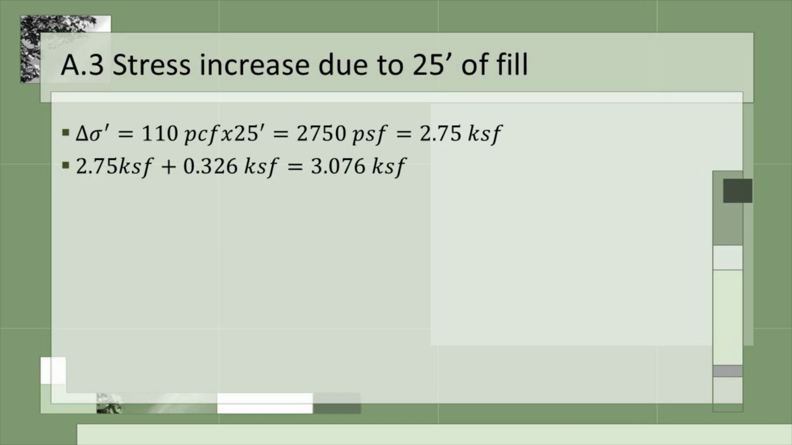Therefore, the stress increase can be calculated by multiplying the soil unit weight of the fill by the total thickness of the fill, resulting in an added stress of 2.75 kips per square foot. Adding this stress increase to the initial effective stress calculated on the previous slide results in a total effective vertical stress of 3.076 kips per square foot, acting on layer 2.